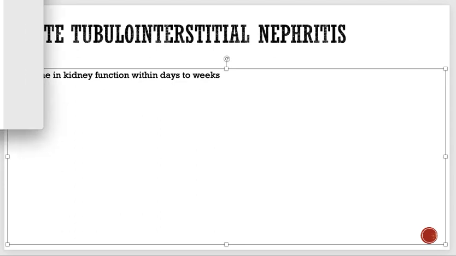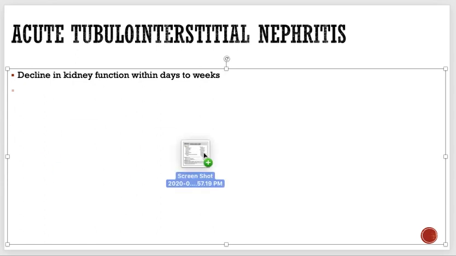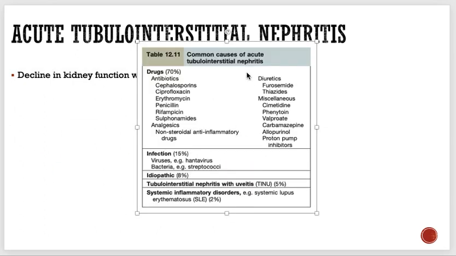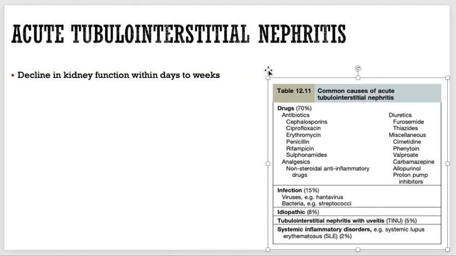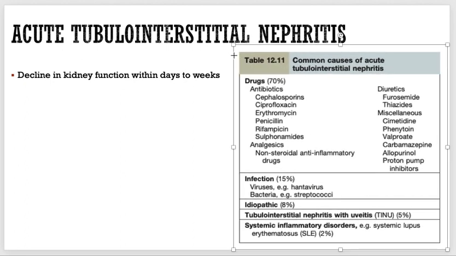Again, this one is taken from, I think, Kumar and Clark's, right? You can see it could be a hypersensitivity reaction to the drugs, which is the most common cause. It could be due to infections. It could be idiopathic. It could be due to immune problems like these conditions, or it could be due to tubulointerstitial nephritis with uveitis. In that case, it is called Steno syndrome.